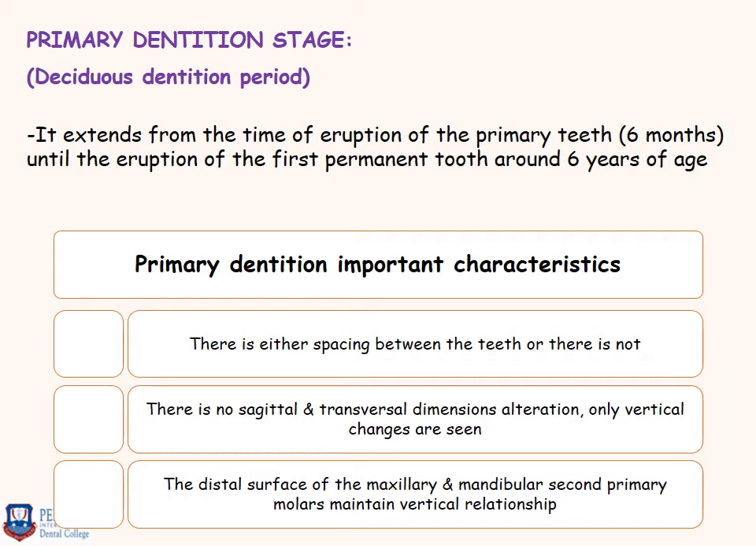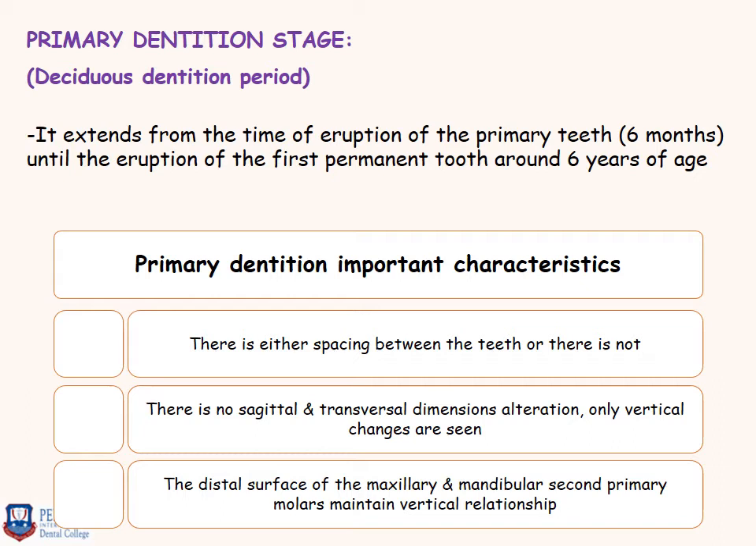So what is a spaced dentition? That means space is available between each tooth, while in a non-spaced dentition there is no space between each tooth. There is no sagittal or transverse dimension alteration, only vertical changes are seen. So during this primary dentition, only vertical growth is seen, not anterior-posterior or lateral changes. The vertical dimension of the child increases with the eruption of the primary teeth.